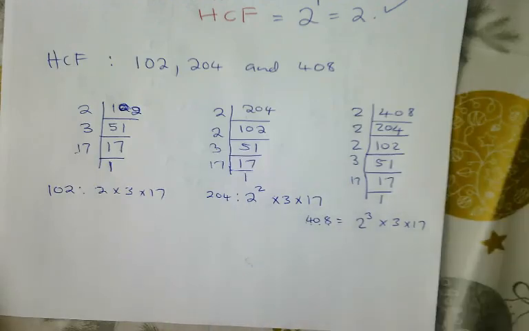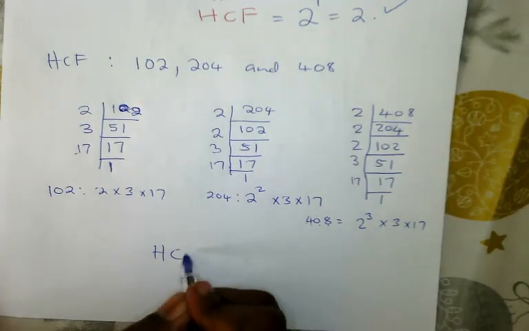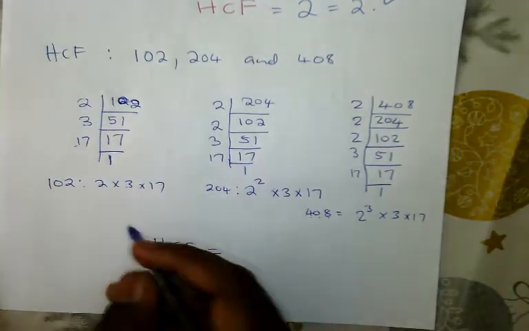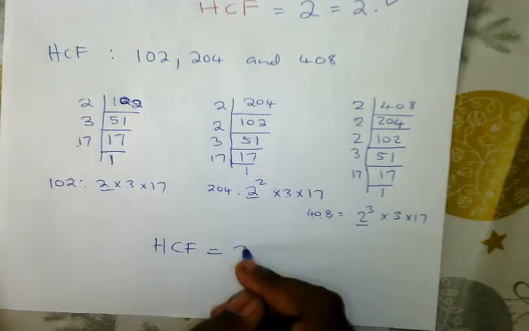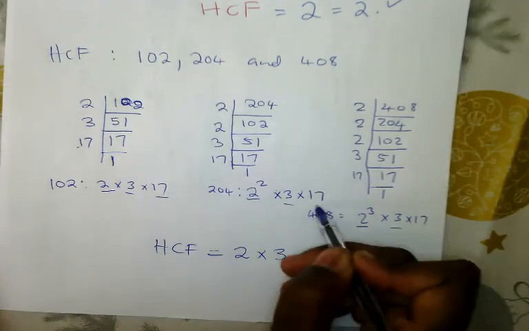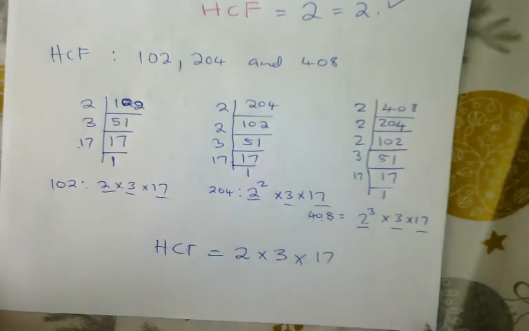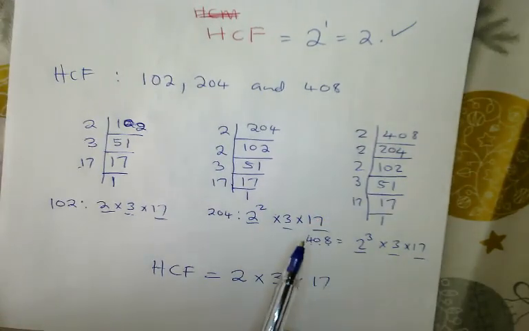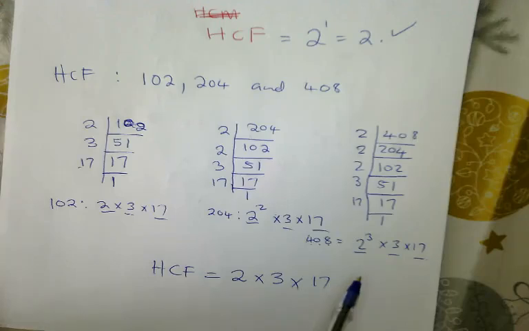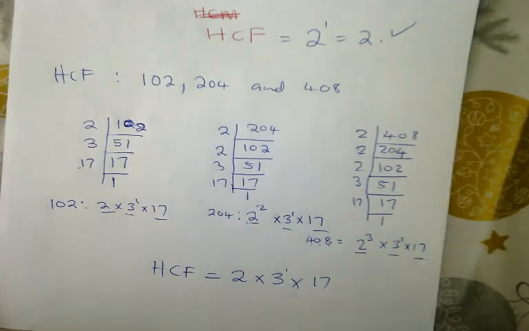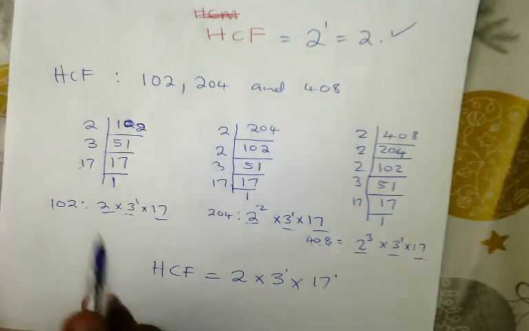Alright, so what is the highest common factor? I'm going to identify the bases that appear in all these numbers. So 2 appears, 3 appears, 17 appears. And then I'm going to take the ones with the lowest exponent. So 3 with exponent 1 is the same for all of them, so we're going to take that one. 17 is the same, we're going to take that one. But for 2, here there's exponent 1, here exponent 2, exponent 3.